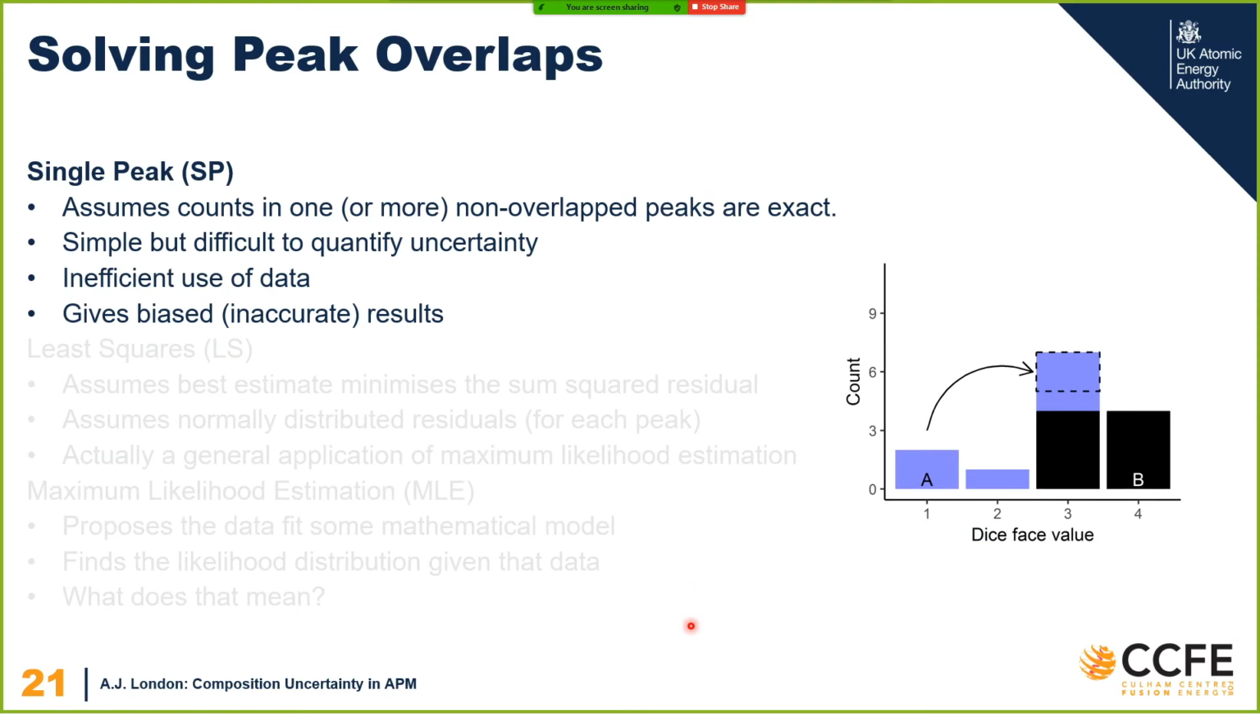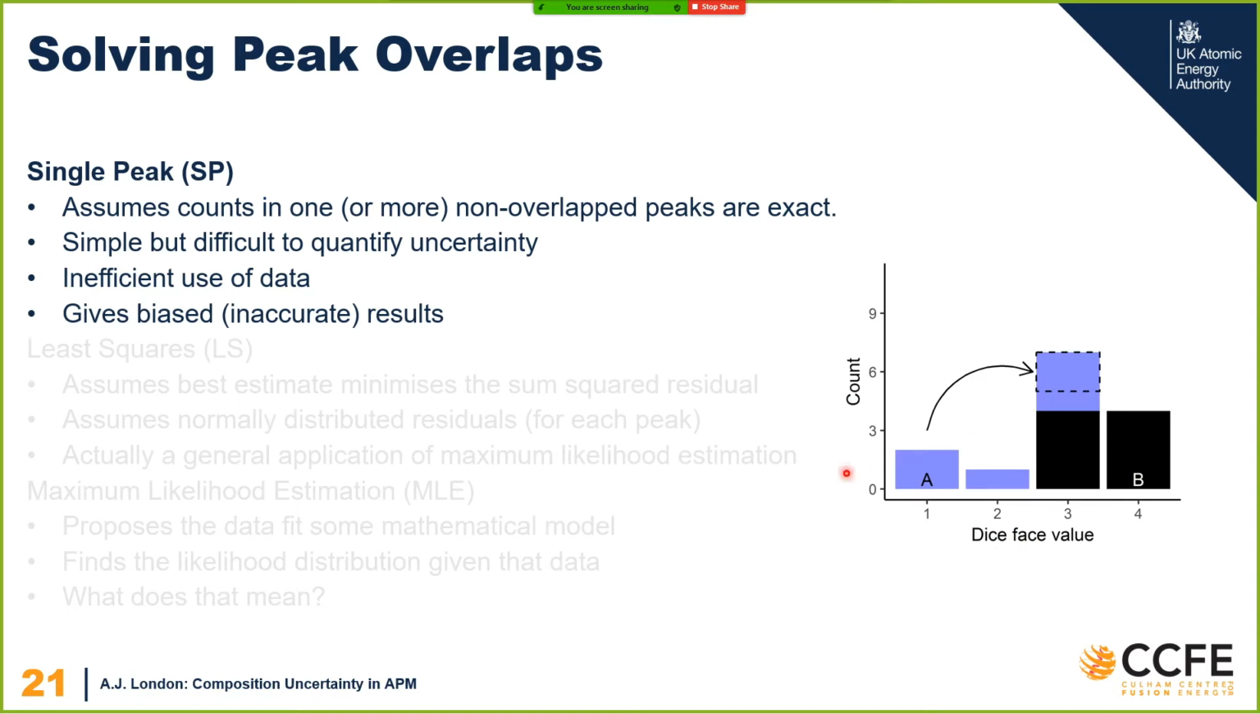There's several methods for solving these peak overlaps, which I'll just briefly cover, and then I think I'll jump to MATLAB. So the first method is what I'm calling the single peak method. You have one non-overlapped peak, and you use that to figure out how much must be in another peak. So this is very straightforward. You can do this in Excel without any difficulty at all.